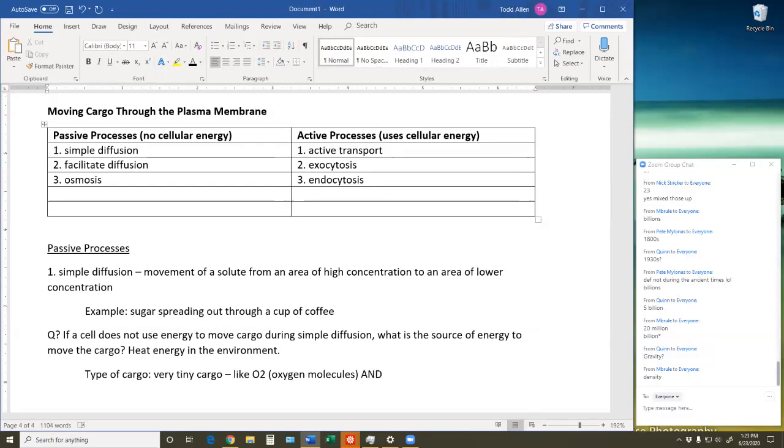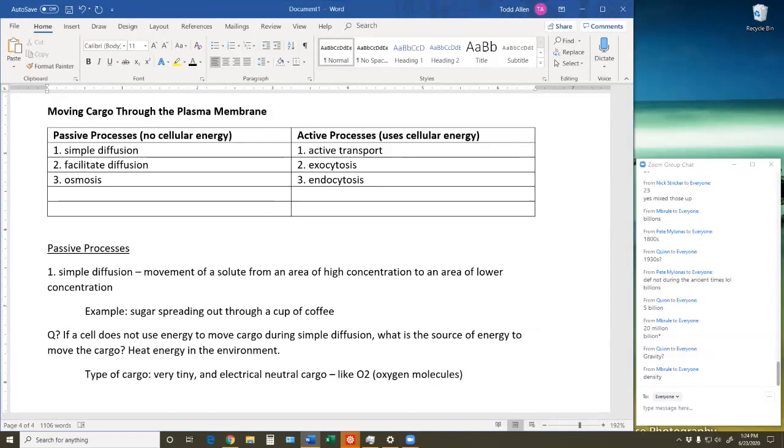Tiny, well, let me clarify. Type of cargo: very tiny and electrically neutral cargo, okay, which oxygen fits the bill for. O2 is basically a neutral molecule because of the way the electrons move around both atoms. It's very tiny and the molecule is electrically neutral, so that is sufficient that it can go through the plasma membrane by simple diffusion. Okay.